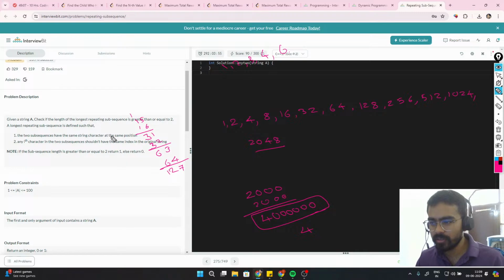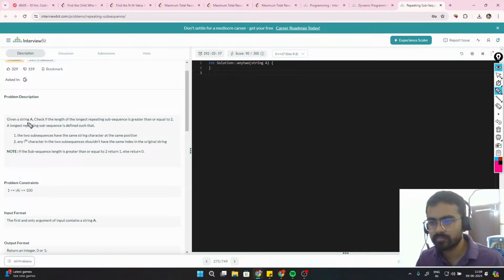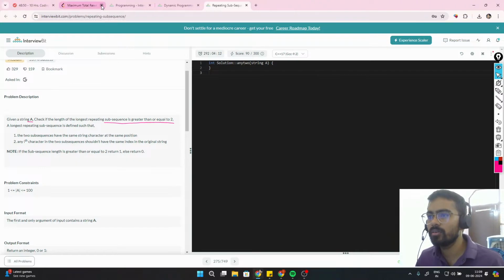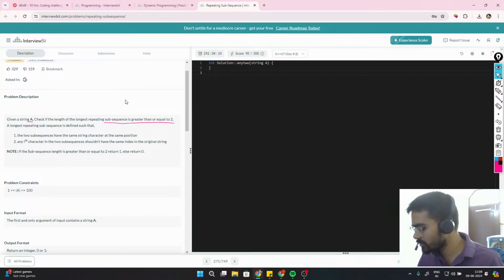It's saying that we are given a string A. Check if the length of the longest repeating subsequence is greater than or equal to 2. I also solved the LeetCode question today. I was able to solve 3 questions, but the third question was a little trickier.